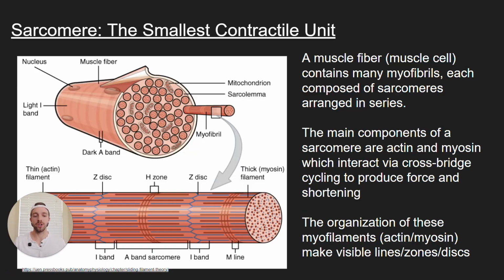The organization of these sarcomeres with the myofilaments, actin and myosin, make visible lines, zones, and discs. So these just help us visualize how a muscle contracts, where the actin and myosin overlap. Just know we'll revisit those in video 2.